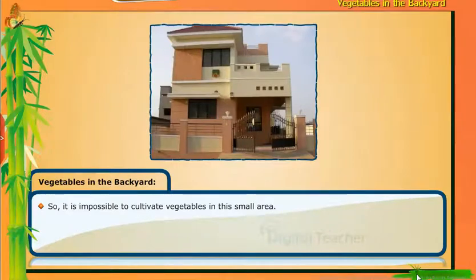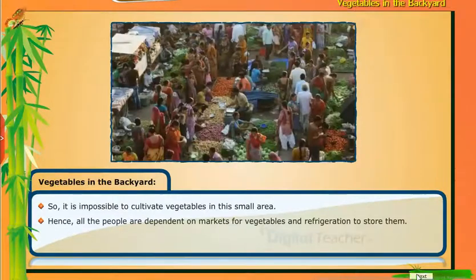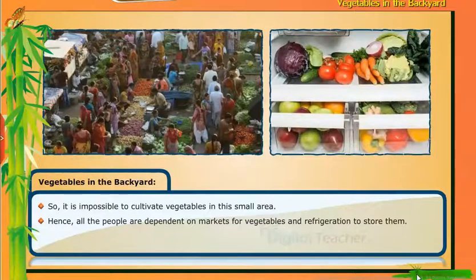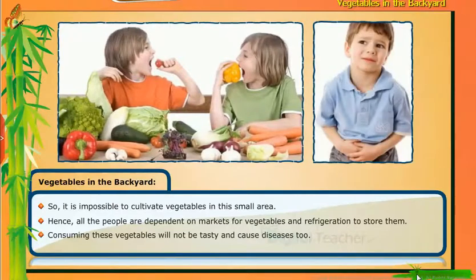So, it is impossible to cultivate vegetables in this small area. Hence, all the people are dependent on markets for vegetables and refrigeration to store them. Consuming these vegetables will not be tasty and cause diseases too.